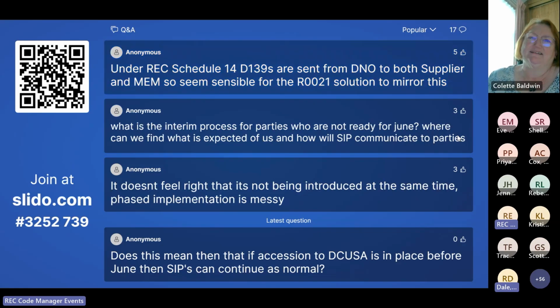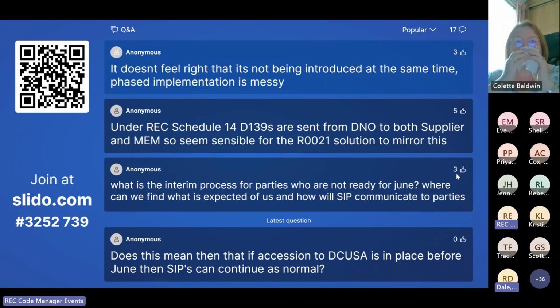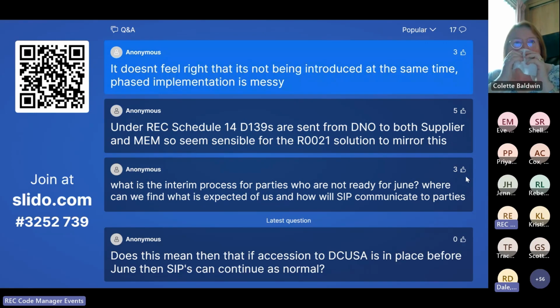I guess while we're looking at similar questions, just a comment more than a question, this one, but a view that it didn't feel right that the changes weren't being introduced at the same time, and that the phased implementation seems messy. Is there a view from the code manager on that one?